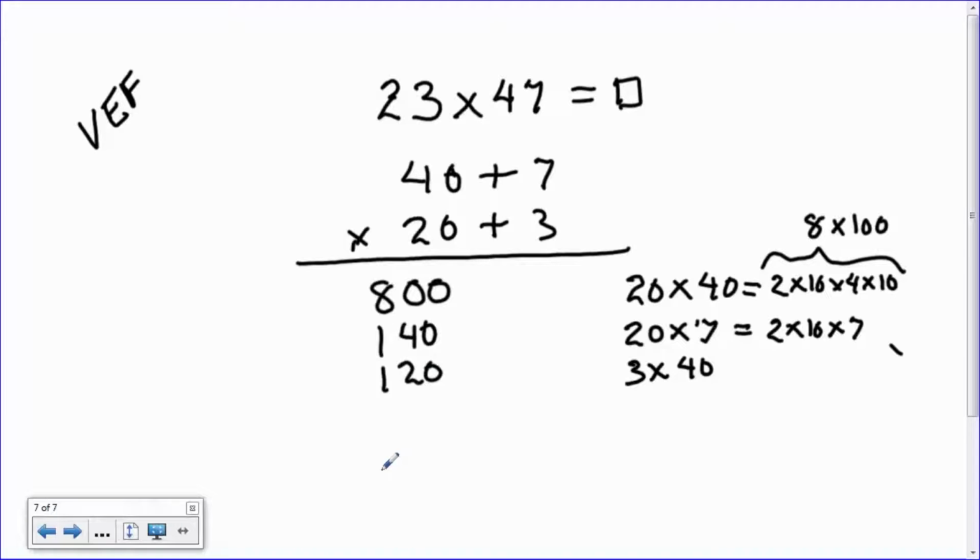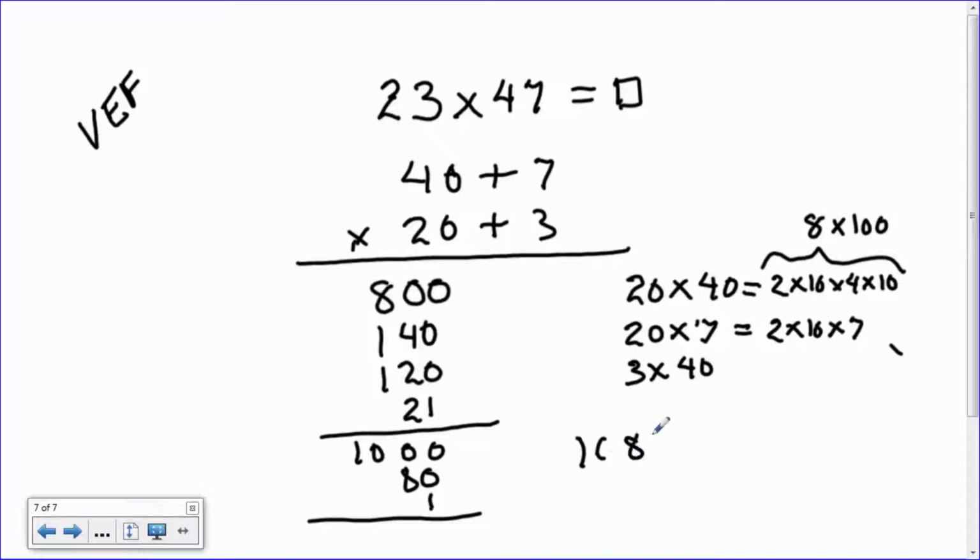And 3 times 7 is 21. Then I'll add together, okay? And remember the way we added for addition, we added left to right. So this would be 8 hundreds, 9 hundreds, that's 1,000. And then I have 40, and that's 80. And then I have 1. And so 1,081 is the product of 23 times 47.